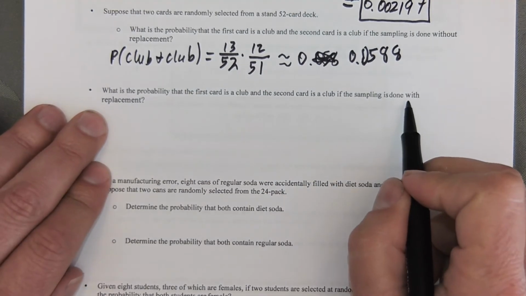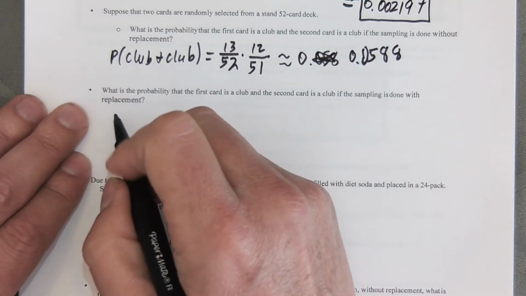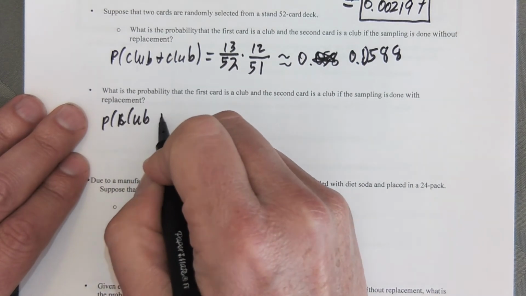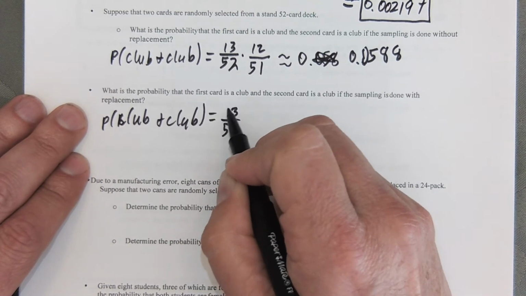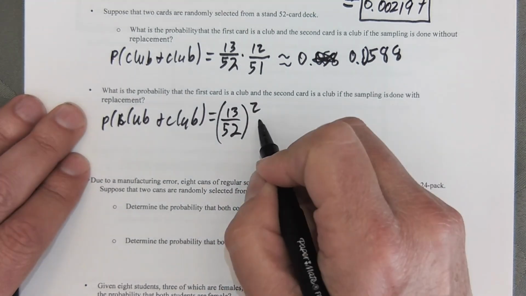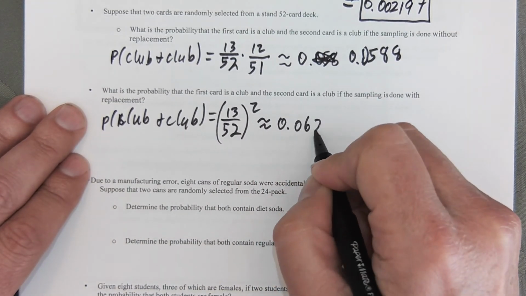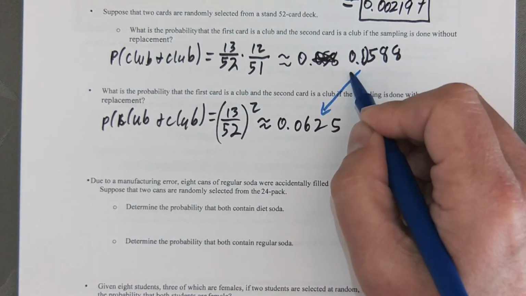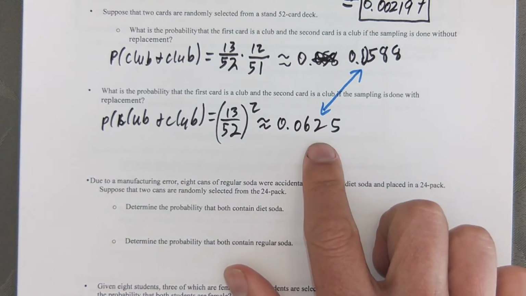Now we're going to do the same thing, but we're going to do it with replacement. That means I draw a card, it's a club, and I put it back in the deck, and then draw again. Probability, again, of a club and a club. Well, that's going to be 13 over 52 twice, which is going to give about 0.0625. And you can see the difference in these numbers. With replacement or without replacement does matter. So when we replace it, it actually increases our probability of getting a second club.